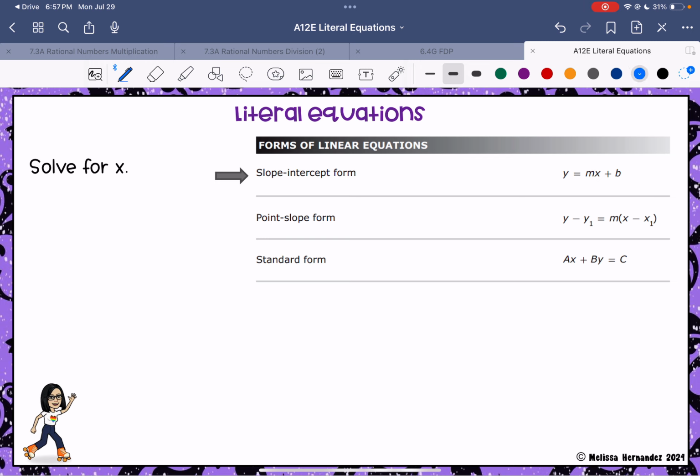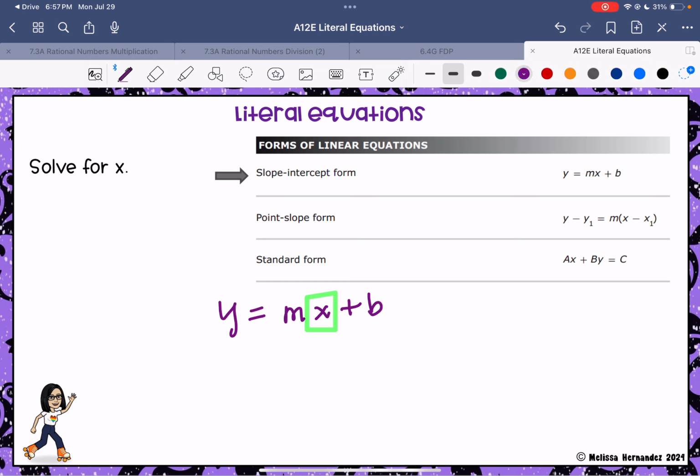First thing I like to do, and I suggest my students do, is write down whatever equation you're going to be solving. And then I recommend, it's not a teaching method, but I do recommend for students to box in or circle whatever they're solving for.